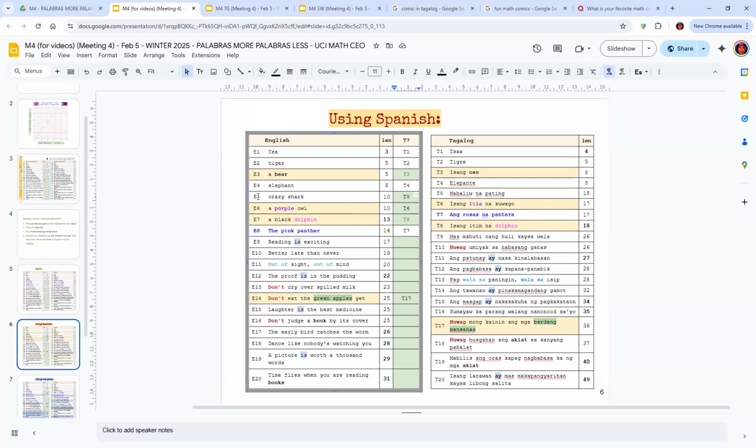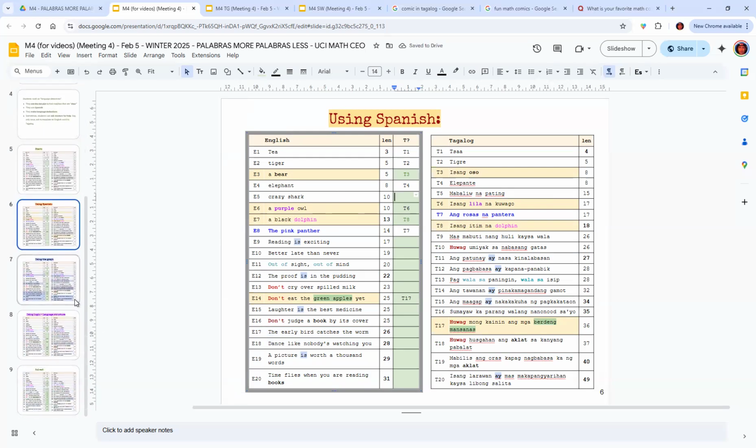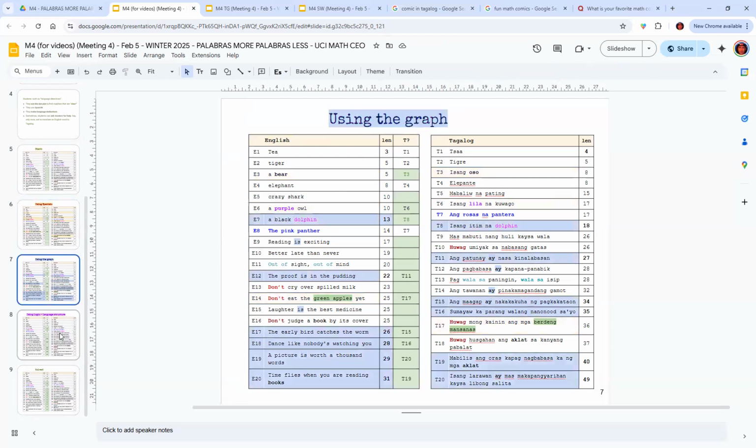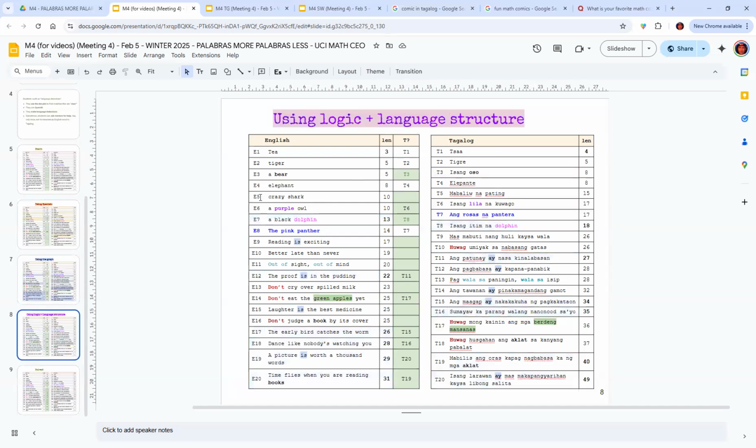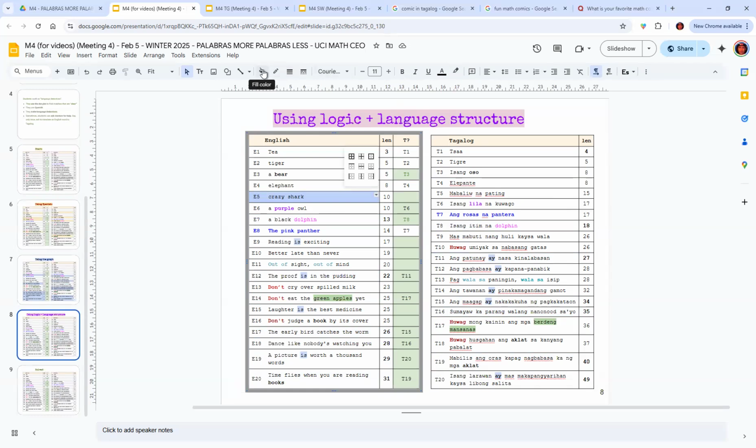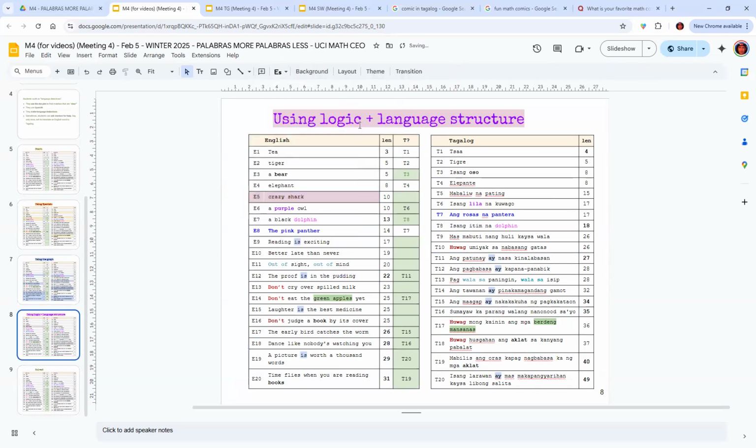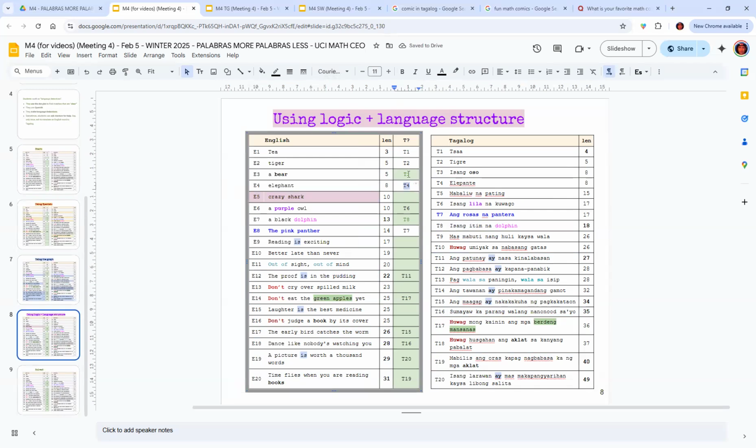So that's how I got this crazy shark. Let me actually get it in the other place, and that way we can be more clear on how to do this. So let's take a look at this now with more detail. So using the graph already depleted, we just said crazy shark using language. We did it with language, structure and logic. And we got what? We got the crazy shark, which was T5. Okay.